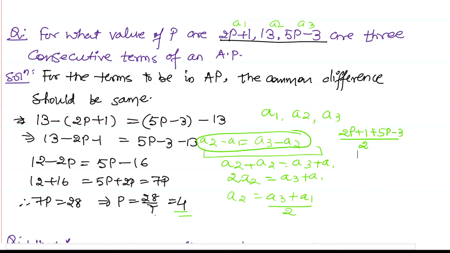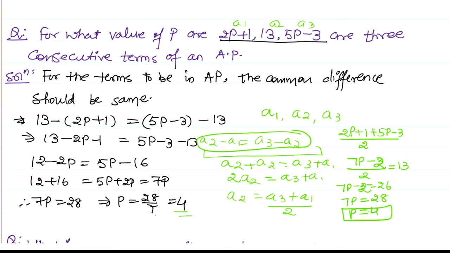So what do I get? 5p plus 2p, 7p, minus 3 upon 2 is equal to what? a2. a2 is how much? 13. So 7p minus 2 is equal to 13 into 2, so 7p minus 2 equals 26. 3 minus 1 is 2. So 7p minus 2 goes on the other side: 26 plus 2 is 28, so p is equal to 4. So there are two ways in which we can solve. Clear?